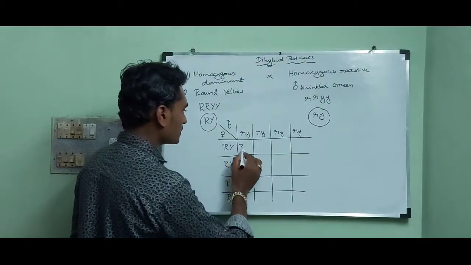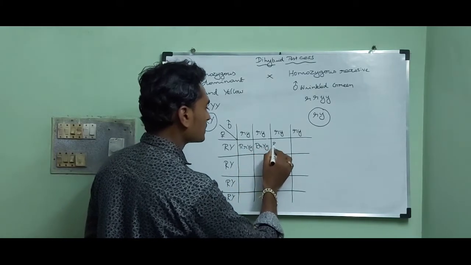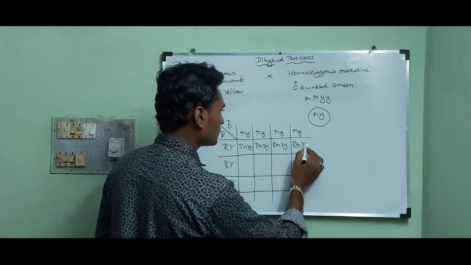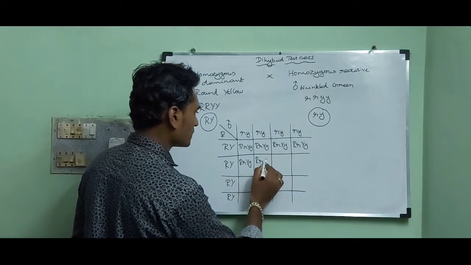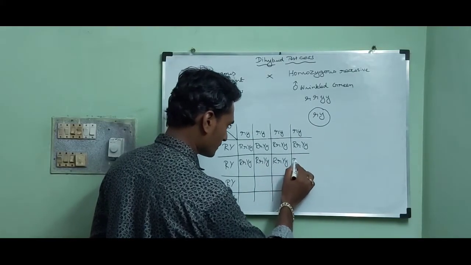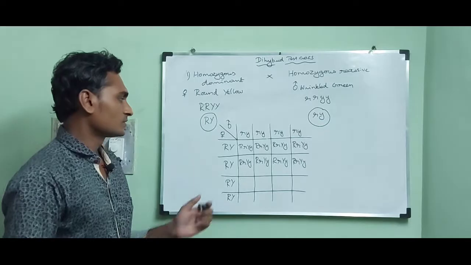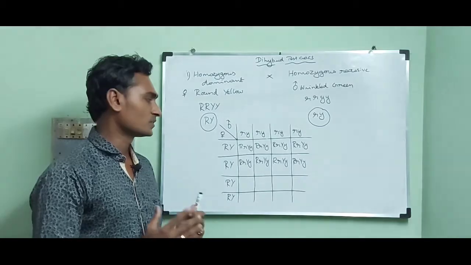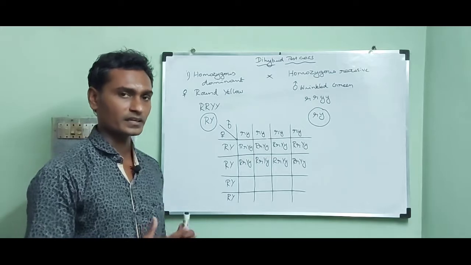So the fusion gives capital R, small r, capital Y, small y in every box. Likewise it goes on. As a result, all the young ones possess the dominant character. None of them possess the recessive character.